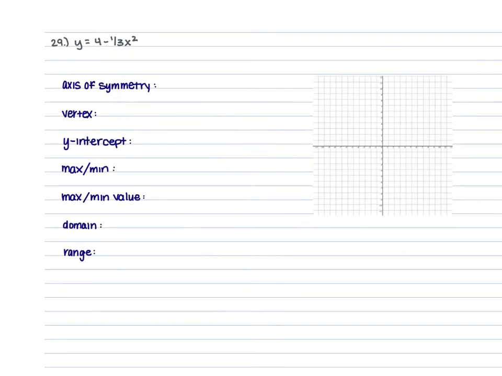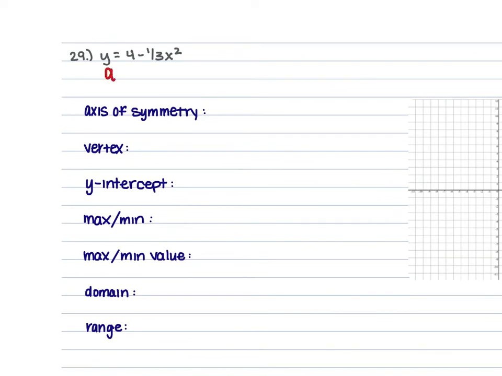For 29, we have y is equal to 4 minus 1/3 x squared, so our a is negative 1/3. Our b is 0, which means our axis of symmetry is x is equal to 0, and our c is 4. Our vertex is going to be 0, 4, which is also our y-intercept.